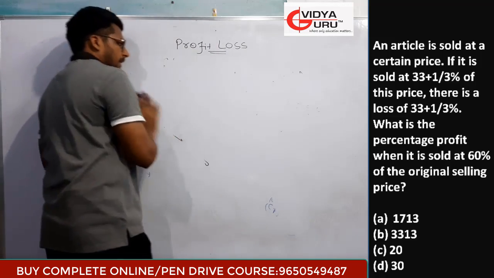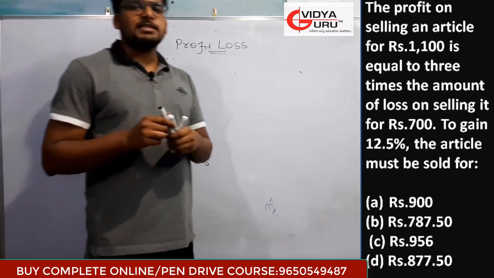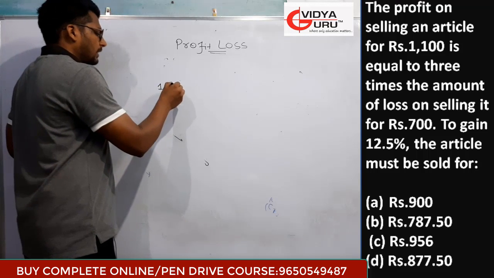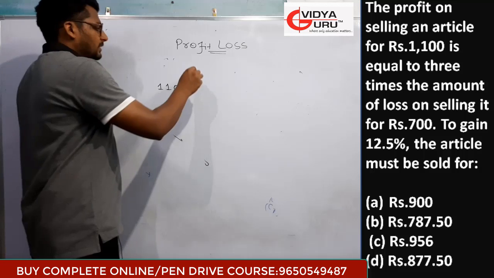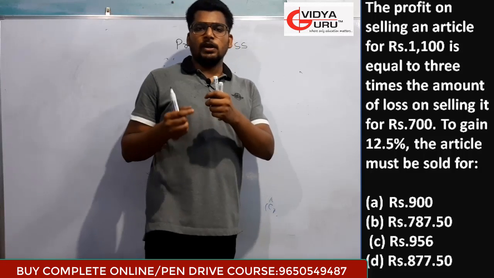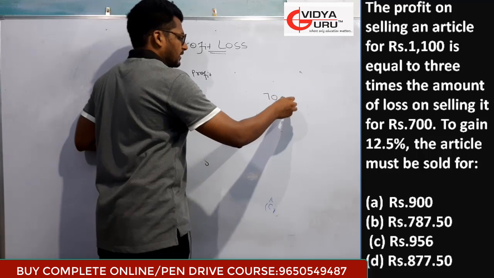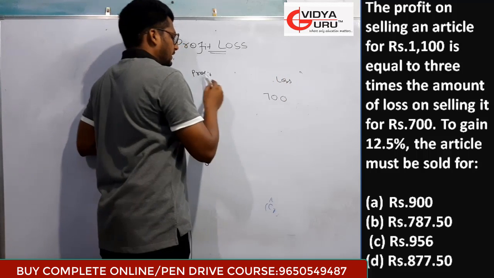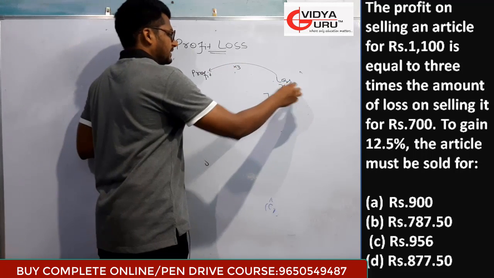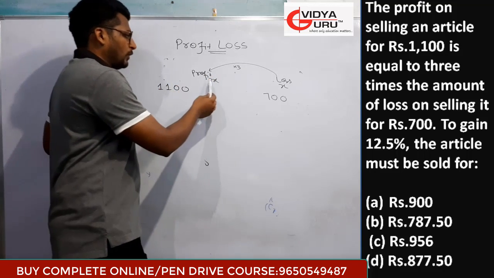Coming on to our next question. What is the next question saying? Profit on selling an article for 1100 rupees. That means an article is sold for 1100 rupees and there is a certain profit. The profit on selling the article for 1100 rupees is equal to 3 times the amount of loss when it is sold for 700. Here is the loss, and this profit is 3 times this loss. That means if the loss is X, then the profit will be 3X.